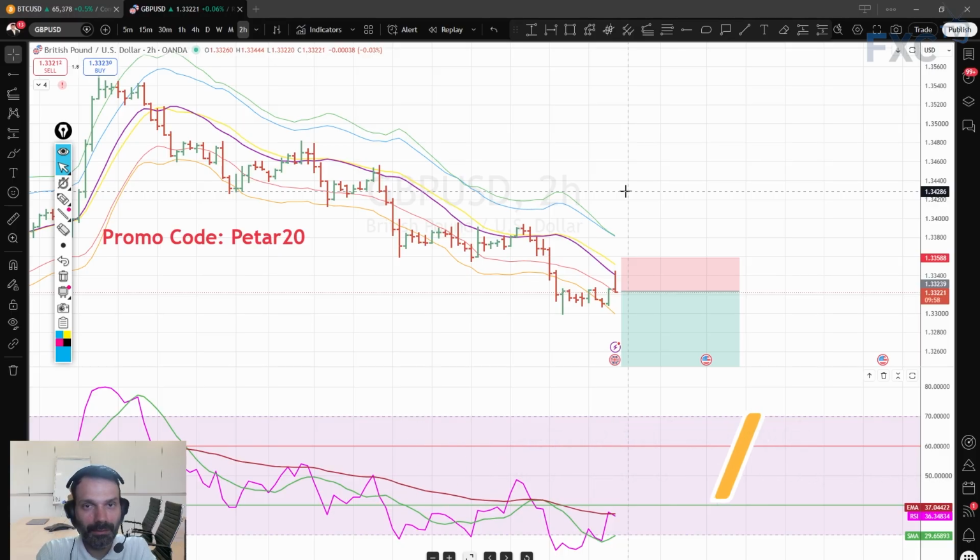For today I decided to cover British pound versus US dollar. I see potential for further downside movement, so this will be a sell trade idea.